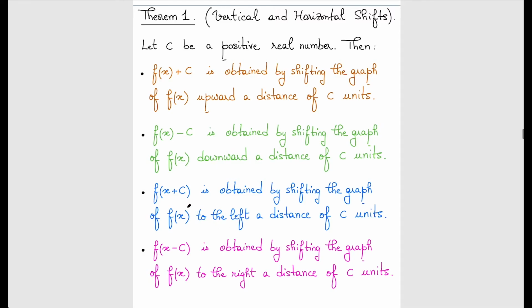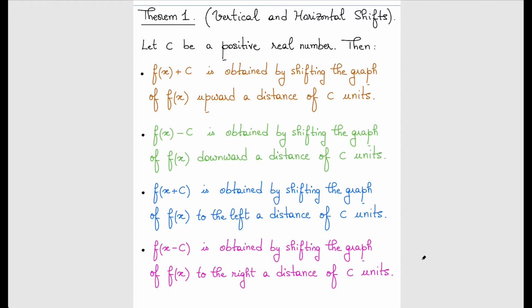If you're adding a positive entity to the input of the function, then you are looking ahead of time, right? You are actually looking C units ahead of time, which means you're shifting the function f to the left a distance of C units. And if you are subtracting a positive entity C from the input, then you are delaying the output to come out. So this means that's going to be a shift to the right by that amount C.